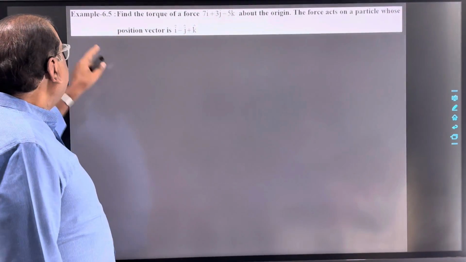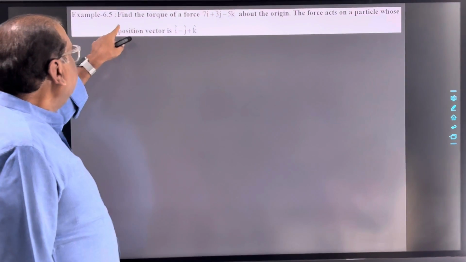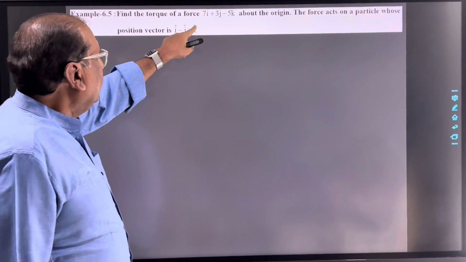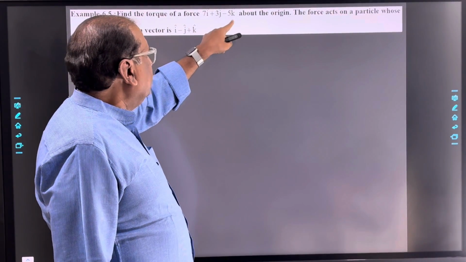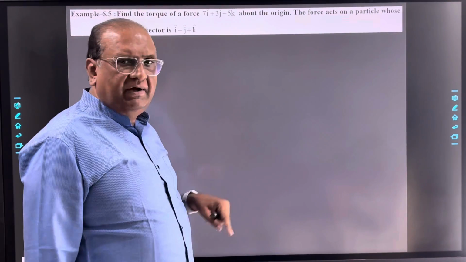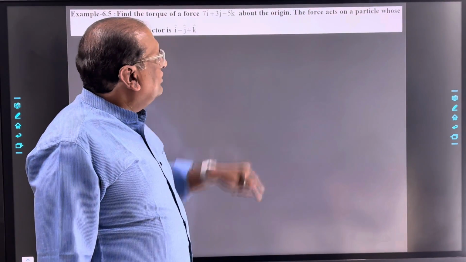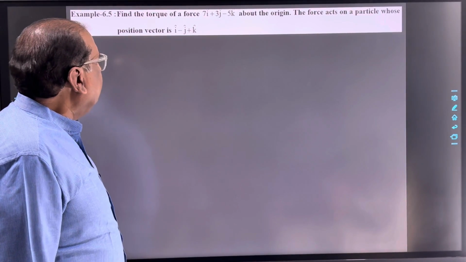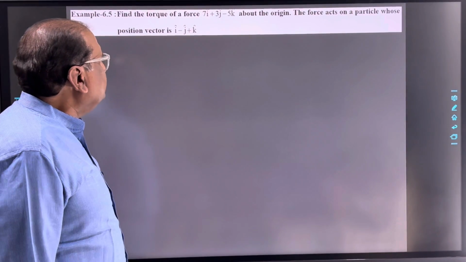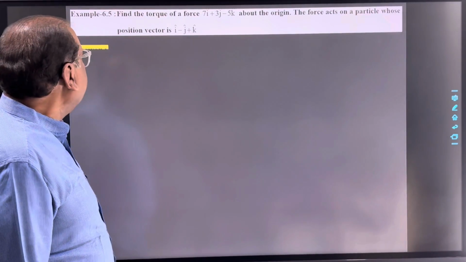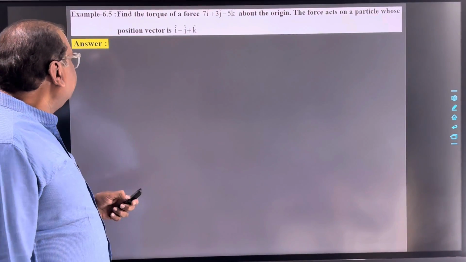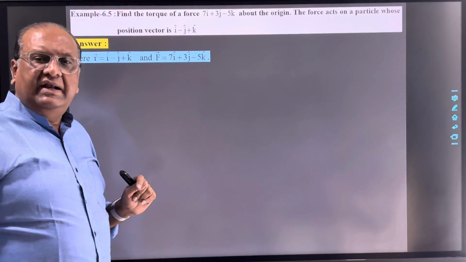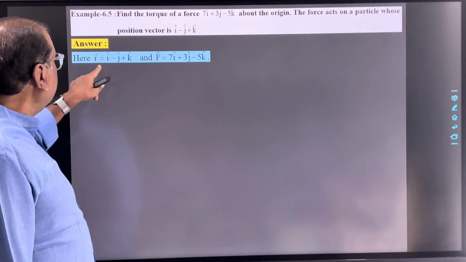Now, example 6.5. Find the torque of a force 7i^ + 3j^ - 5k^ about the origin. The force acts on a particle whose position vector is i^ - j^ + k^. Now, its answer. See here, position vector r and the force vector F are given to you.